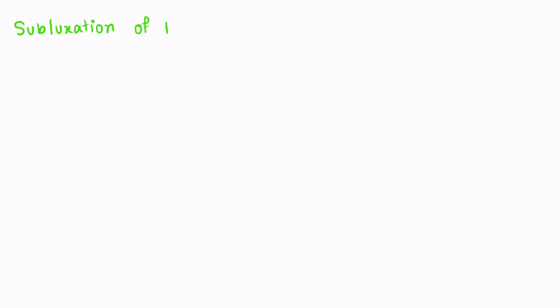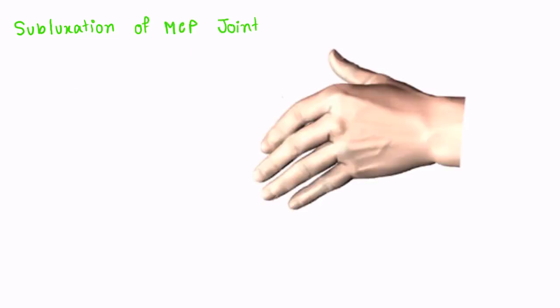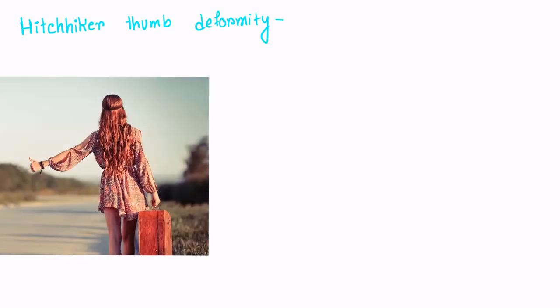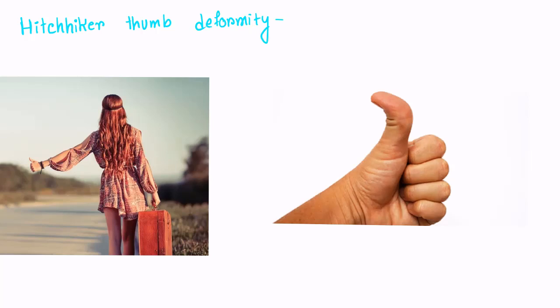Next is subluxation of the metacarpophalangeal joints. Next is hitchhiker's thumb deformity. Hitchhiking is a means of transportation that is gained by asking individuals for a ride in their car. The persons are called hitchhikers. When they ask for a lift, their thumb is in abduction and hyperextension. This kind of deformity is called hitchhiker's thumb deformity.